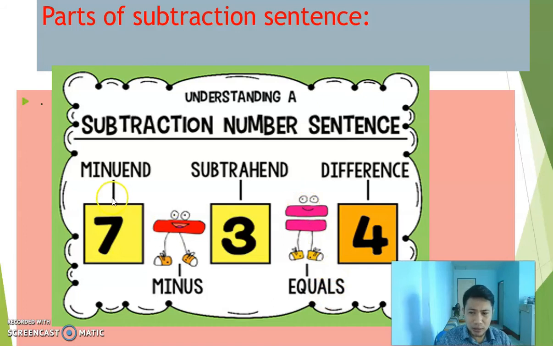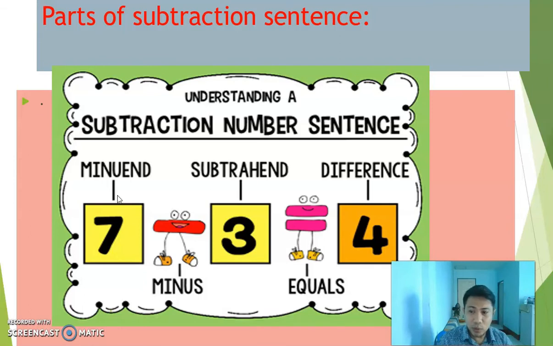Now, what is a minuend? According to the definition of our own understanding here, if you observe, 7 is the highest number among them. So that means minuend is the first number in your subtraction sentence, at the same time the highest number in your subtraction sentence.